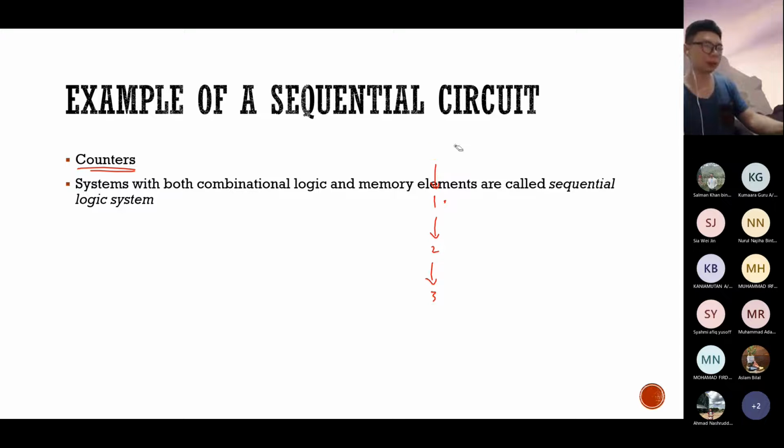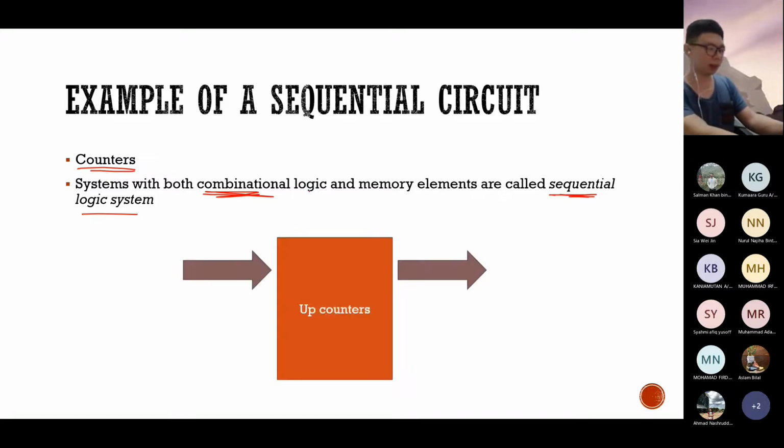A system with both combinational logic and memory elements is called a sequential logic system. Most of the time we would have a combination of both combinational logic and sequential logic. A system must have these two elements for it to work well. So this is called a sequential logic system.